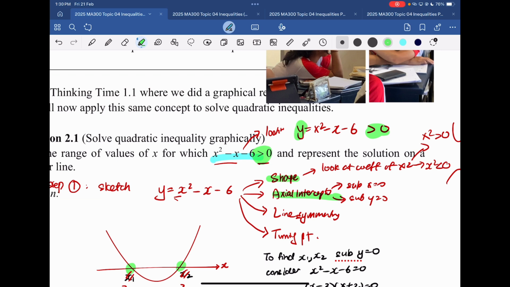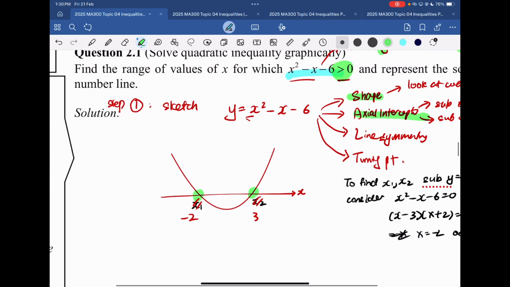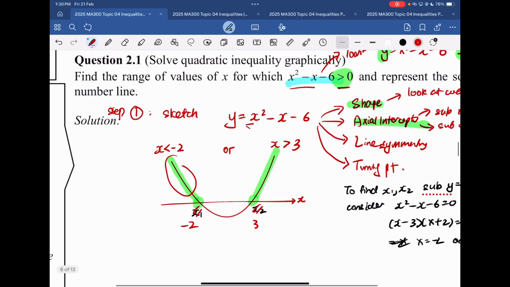Okay, so from here, where is my y more than 0? Can I say it's this part and this part? Can you see, two parts. So how do I represent this? x less than negative 2, or x more than 3.